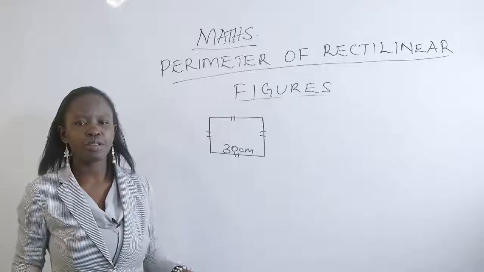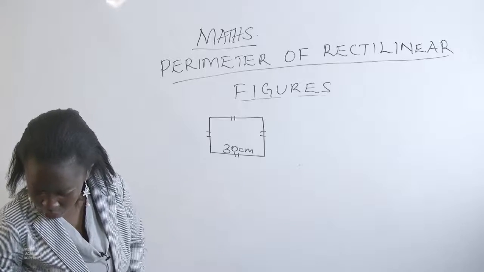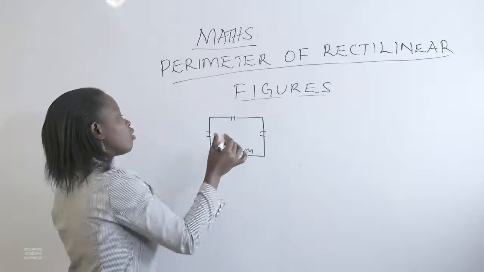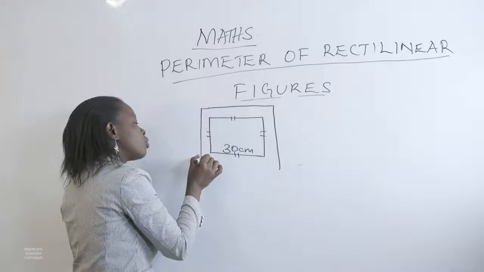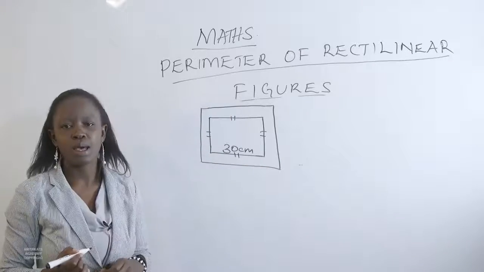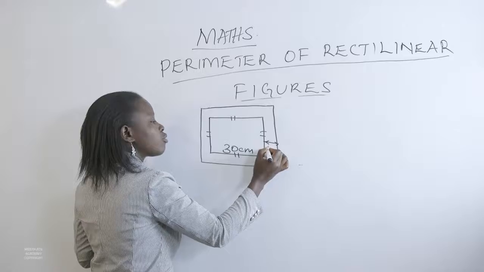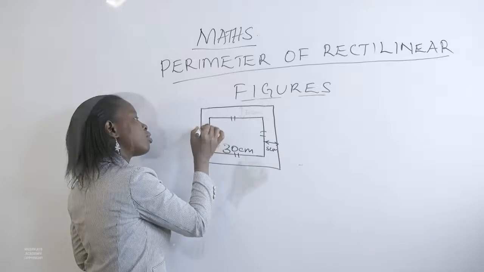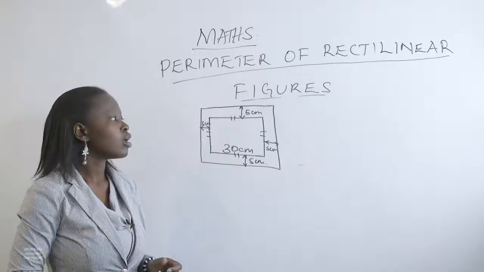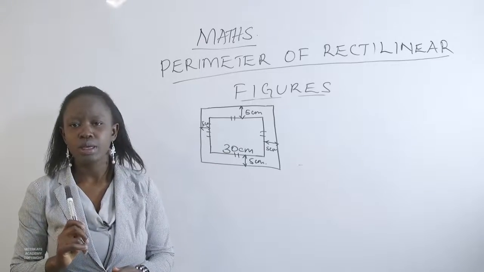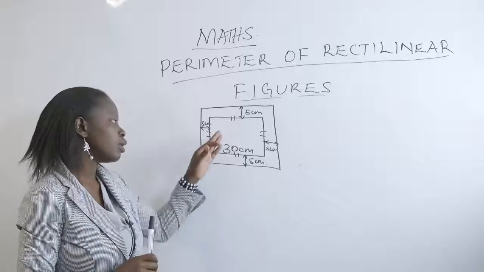Then it is to be fenced by a frame of timber of width 5 centimeters, so it is being framed round. So we are framing our painting, and the width of the timber we are using is 5 centimeters. We need to get the length of the timber that is required in order to do the complete framing of our painting.